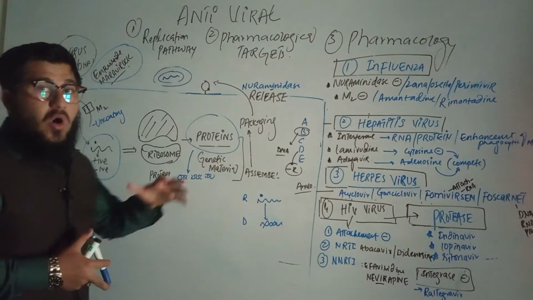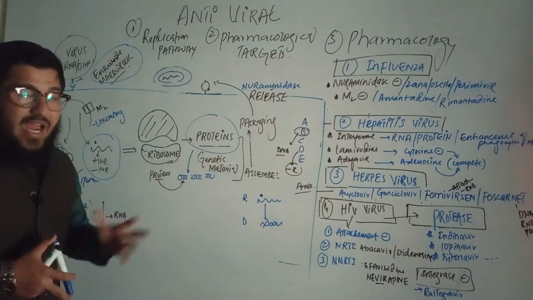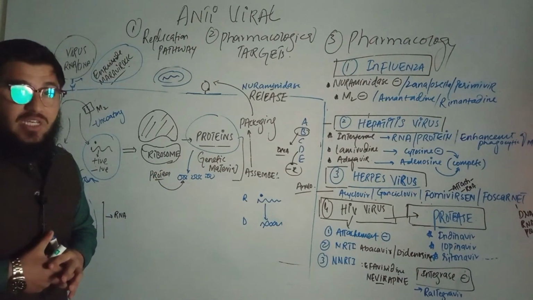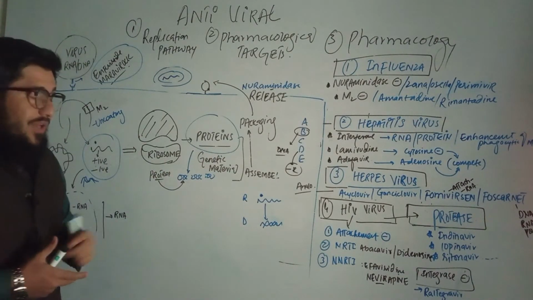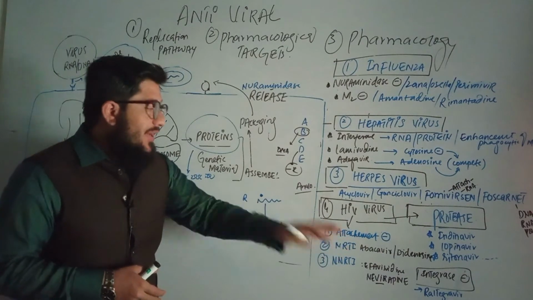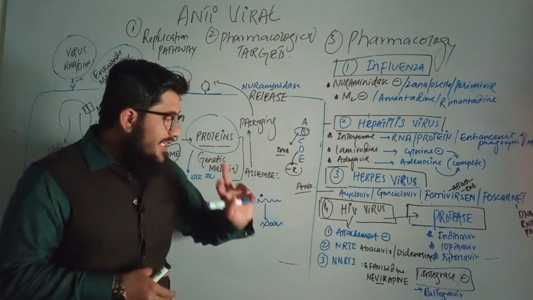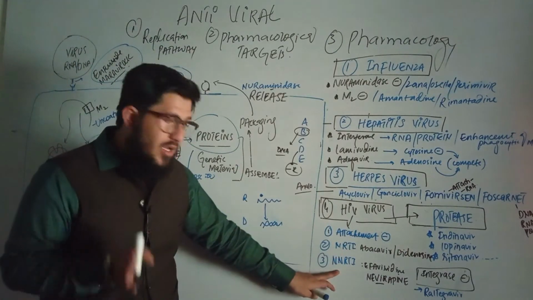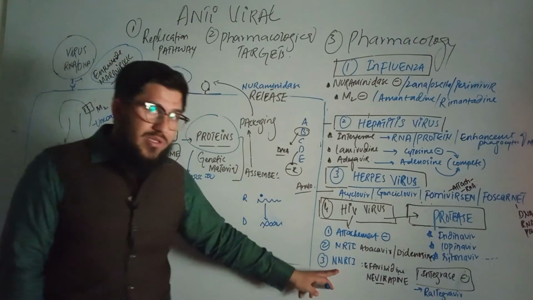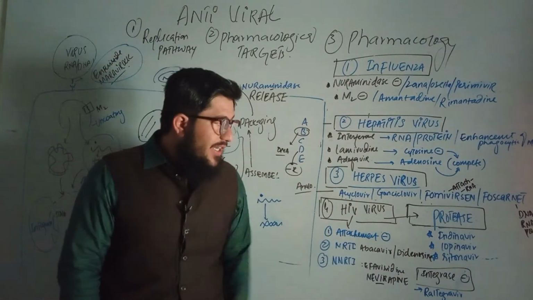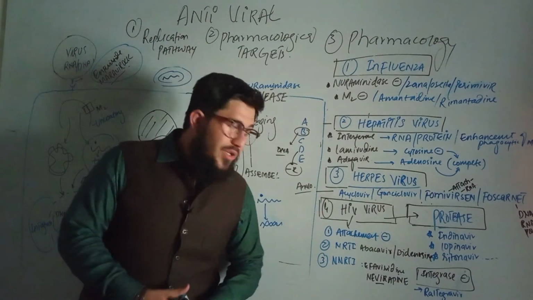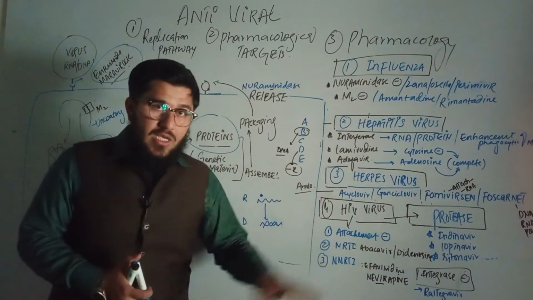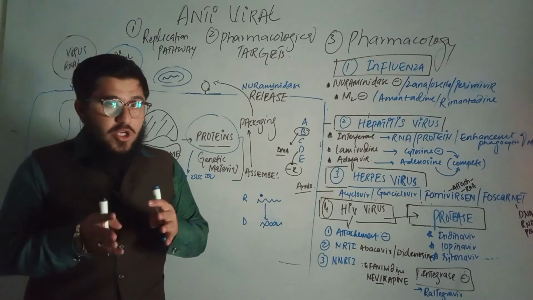Now how will all these portions be targeted and how are our drugs going to treat them? Very simple. We have the following classes. Number one, the attachment inhibitors. Second, NRTI, nucleoside reverse transcriptase inhibitors. Third, NNRTI, non-nucleoside reverse transcriptase inhibitors. Fourth, integrase inhibitors. And fifth, the protease inhibitors. These are the classes with us. Now how are they going to show their actions?